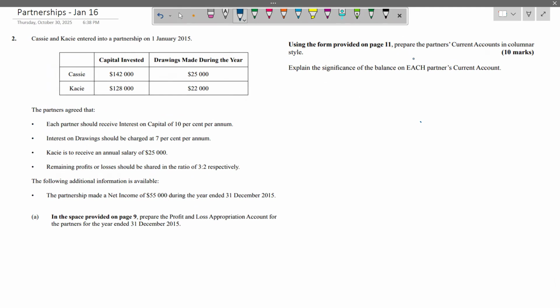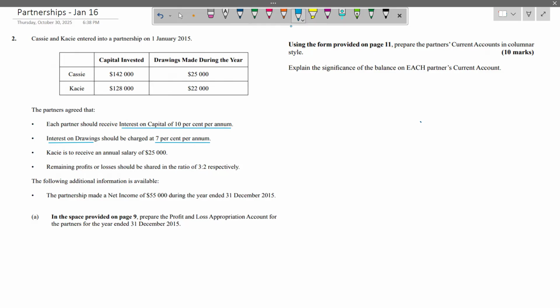The partners agreed that each partner should receive interest on capital at 10% per annum. That's an important piece of information that we'll need when we're doing our working. Interest on drawings, another important piece of information. So we're underlining these things because we're going to use these when we're doing our working.